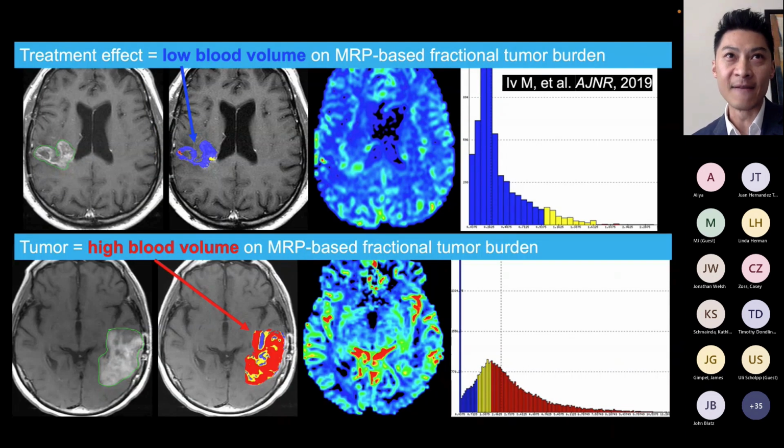So in this study of 44 suspected recurrent GBM, so they had worsening contrast enhancement on a follow-up MRI, we looked at this, and in general, we saw that treatment effect tended to have low blood volume and low fractional tumor burden based on our thresholds, and tumor tended to have high blood volume and high fractional tumor burden based on our thresholds. And again, for ease and clarity of interpretation, the low blood volume areas were colored blue, the high blood volume areas were colored red.